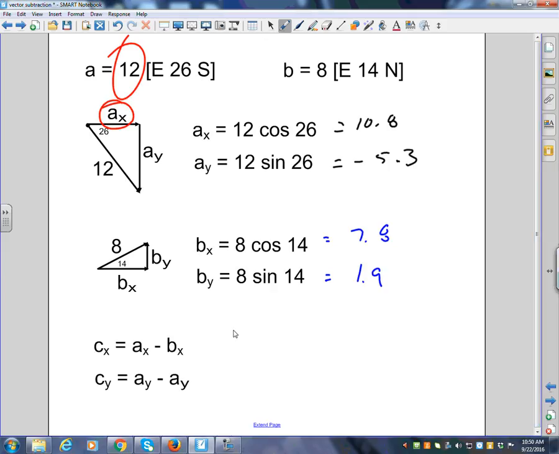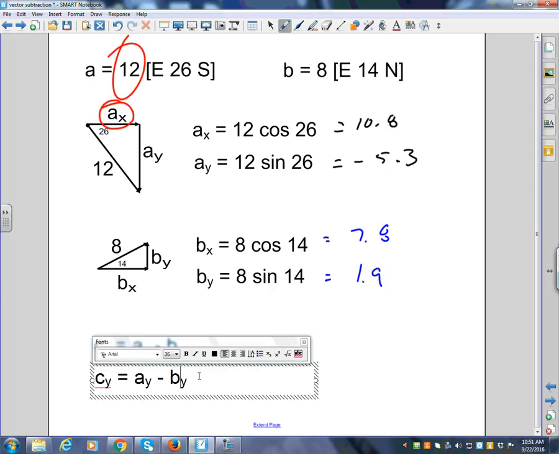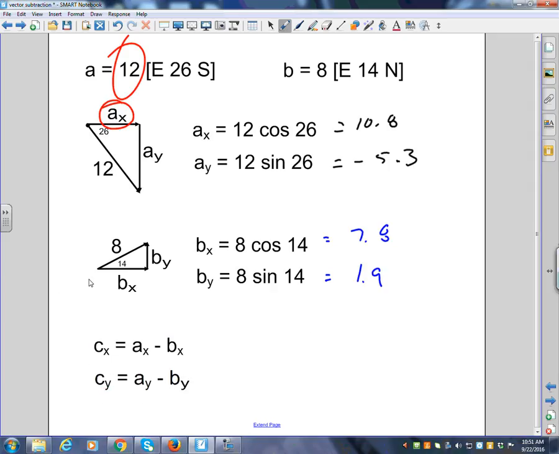Now, because we're doing vector subtraction, we're trying to find vector C. So Cx is simply going to be Ax minus Bx, and Cy is going to be Ay minus, oh, I appear to have made a typo. What should it be? Yes. I'm glad to see that you see that. It means you're following along, not just blindly copying letters.